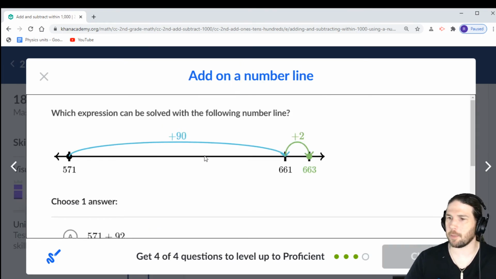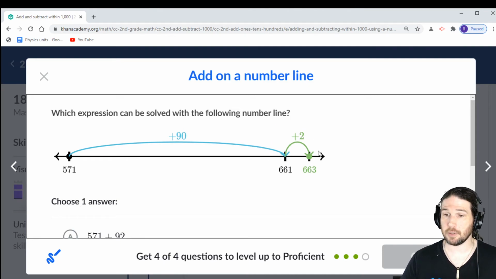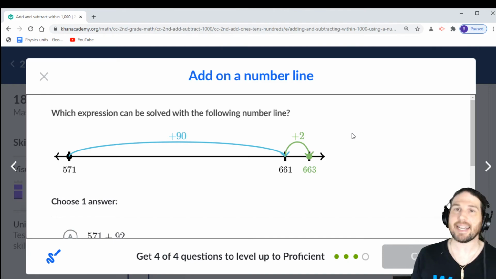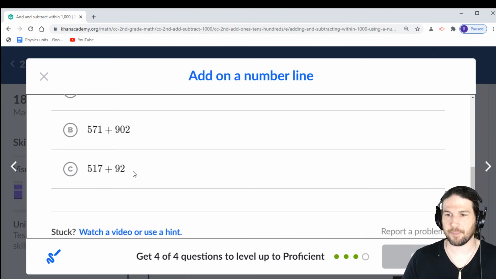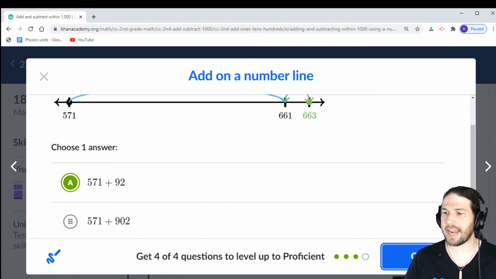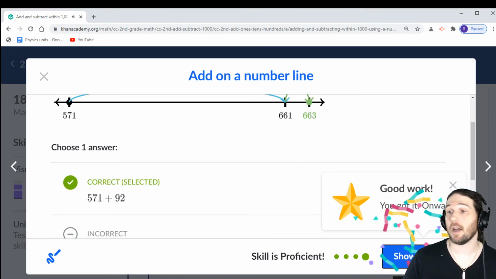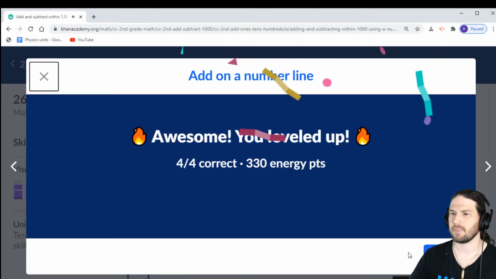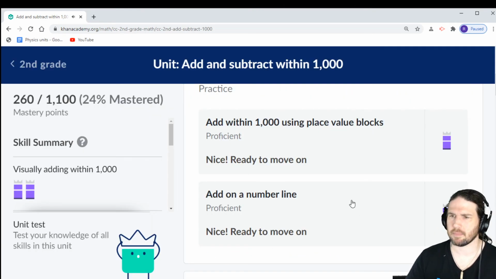Which expression can be solved with the following number line? Well, we have 571. We are adding 90. We are adding 2. So that's going to be 571 plus 92 is what this is trying to say. Which looks like A to me. And that is adding on a number line. Easy peasy, we got this.